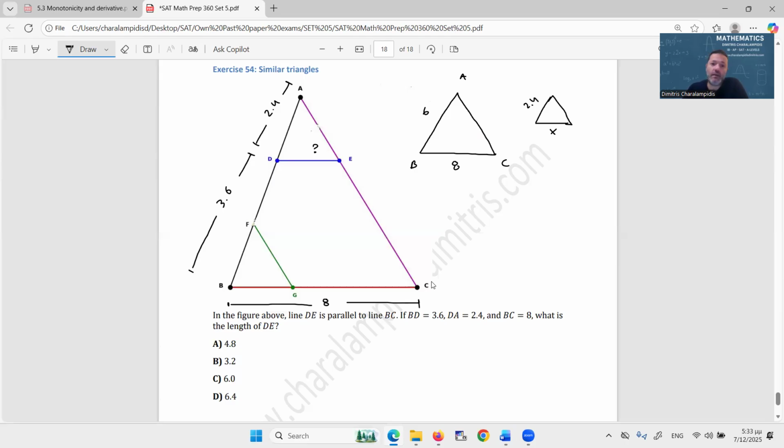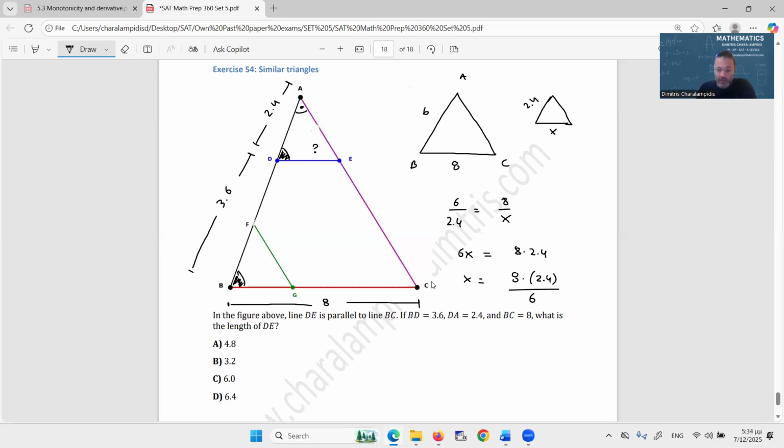They have A as a common one, D is the same as B because they are corresponding since DE and BC are parallel. So 6 over 2.4 is equal to 8 over x. With a cross multiplication, we get that 6x is 8 times 2.4. And finally, x is 8 times 2.4 over 6.